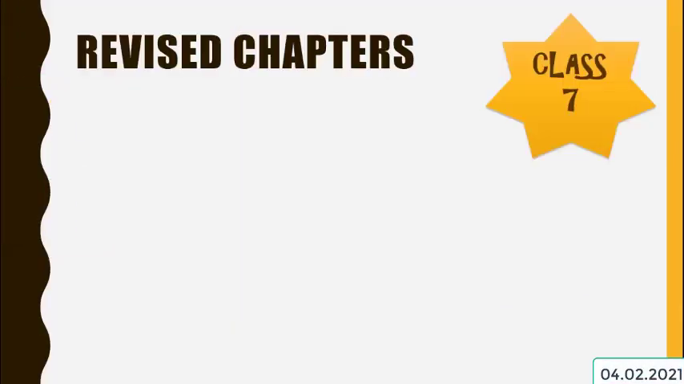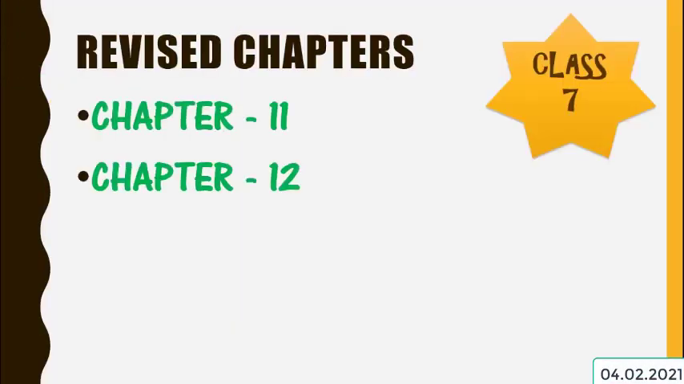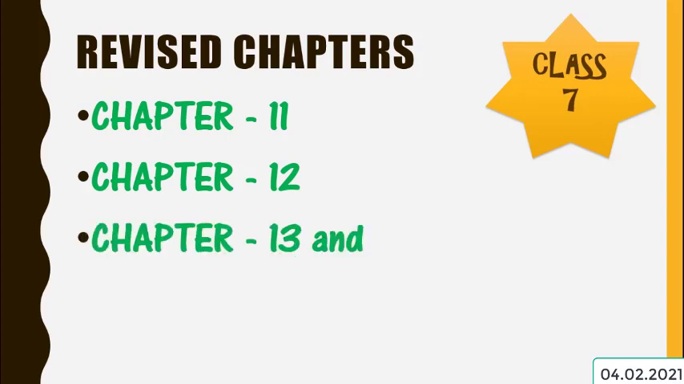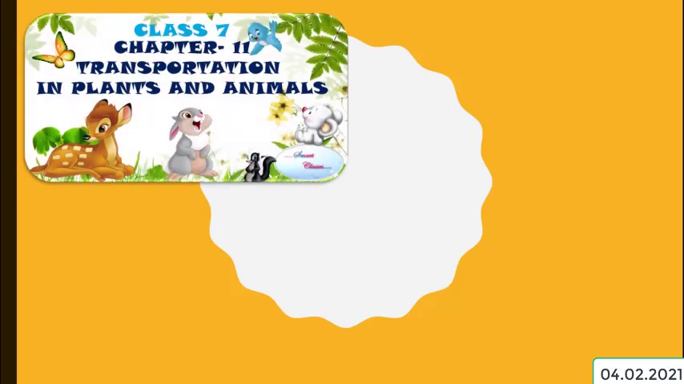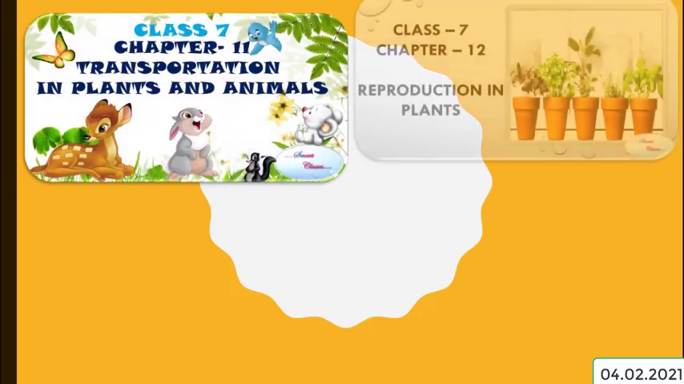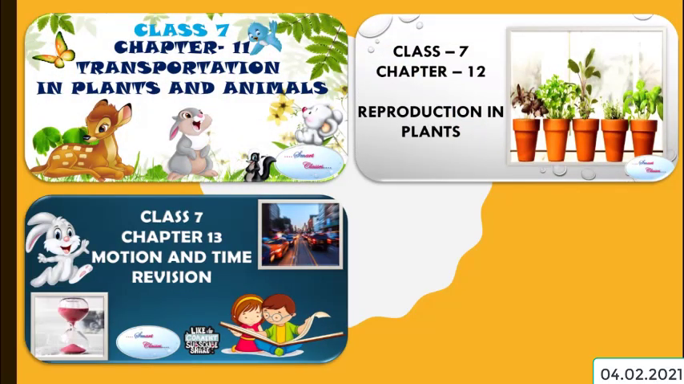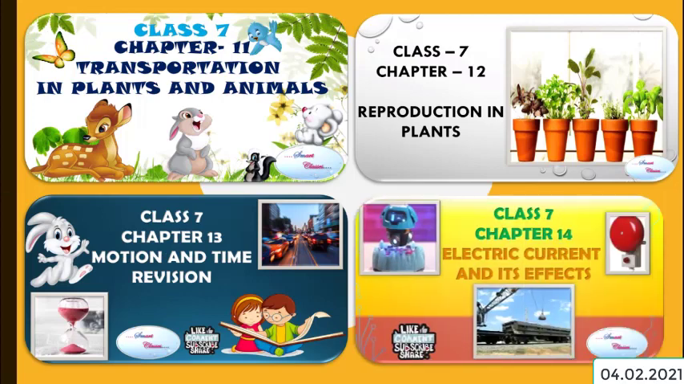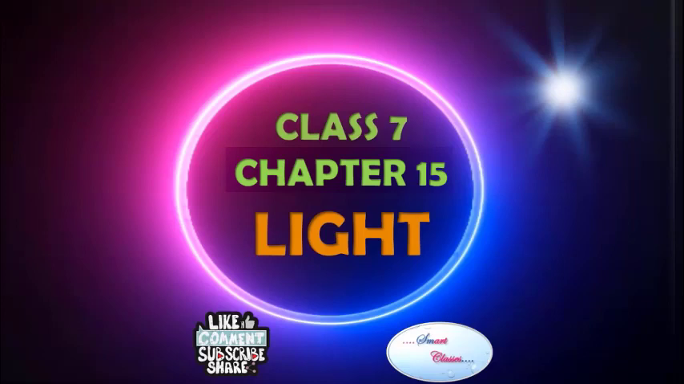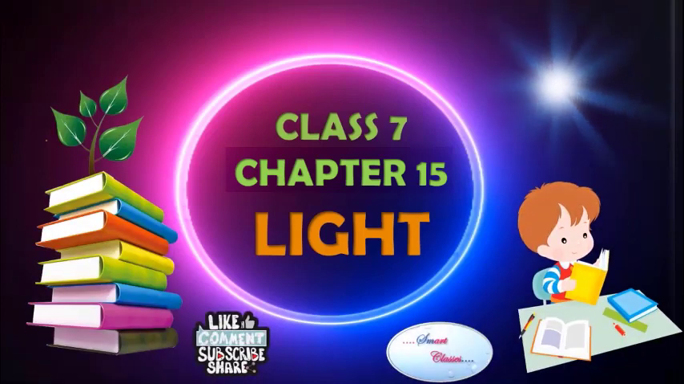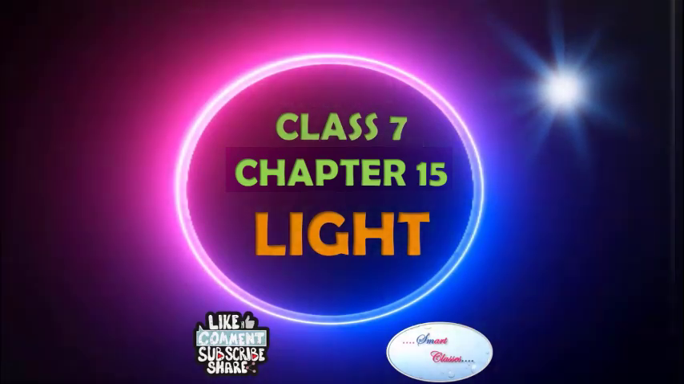Till now, we have revised chapter number 11, chapter number 12, chapter number 13 and chapter number 14, which were transportation in animals and plants, reproduction in plants, motion and time, and electric current and its effects. Now, in this class, we will revise our next chapter, which is chapter number 15, Light. So, let's start our revision.